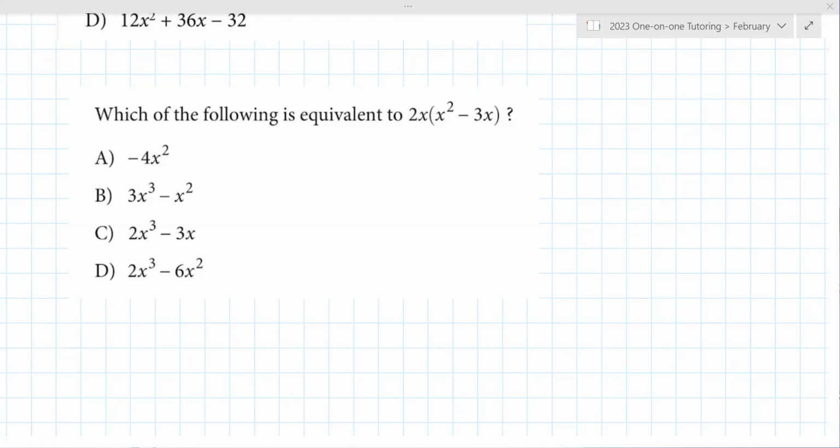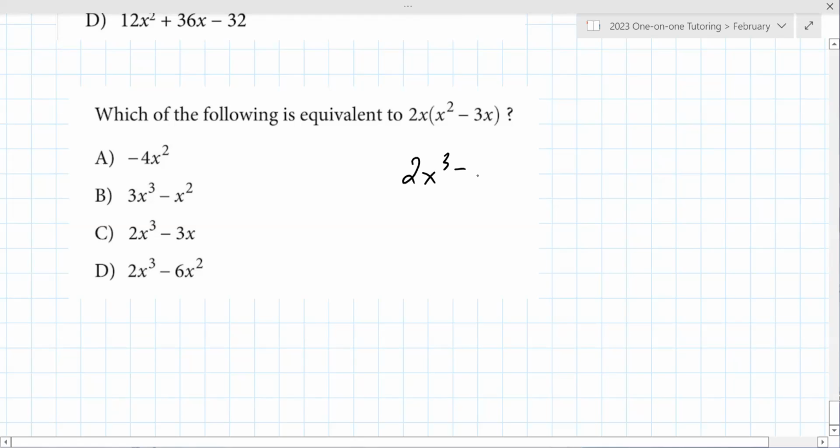Is it D? It is, yeah, it is D. 2x cubed minus 6x squared, letter D.